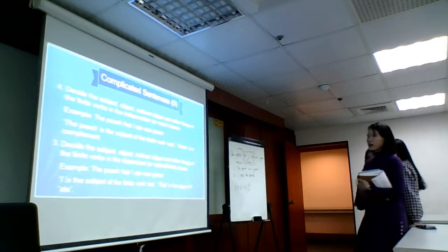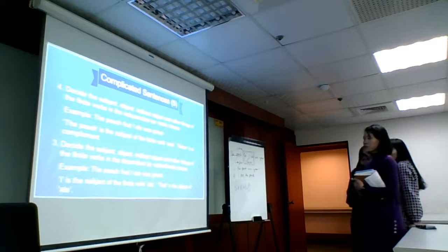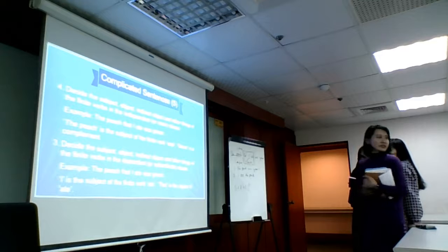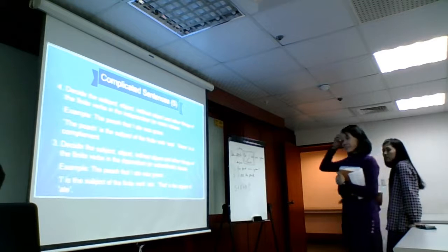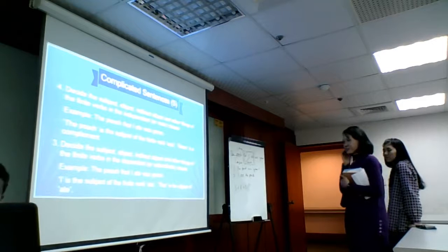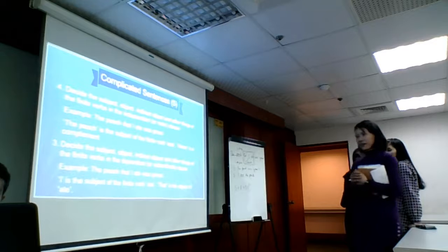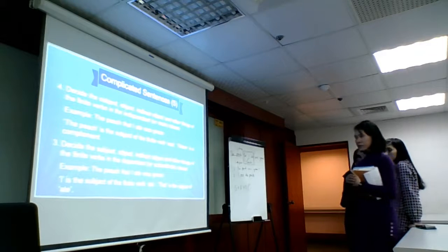Example, the pitch that I ate was green. I is the subject of the finite verb ate. That is the object of ate. That is the object. It's the derived pronoun. Sorry, something is wrong. Maybe you can clarify. I is the subject of the finite verb ate. That is a relative pronoun of the sentence.